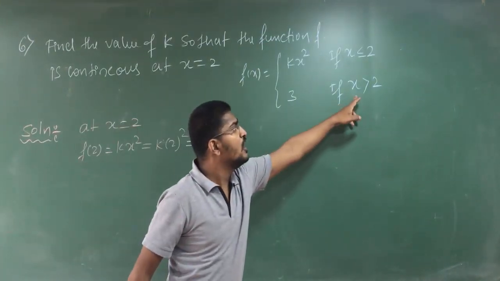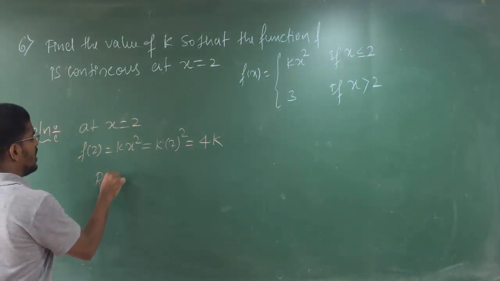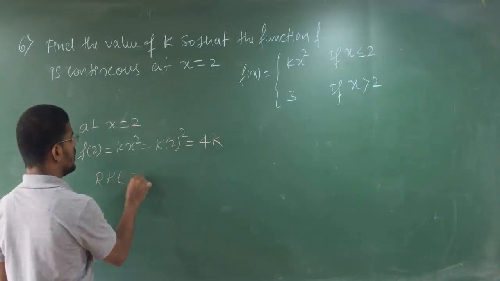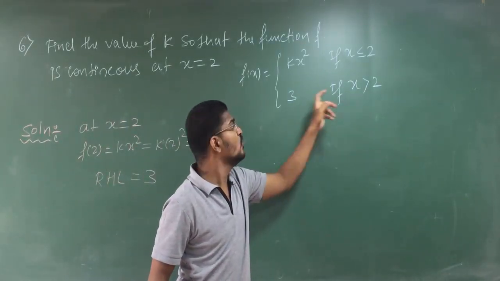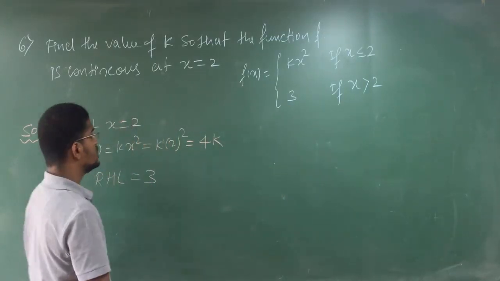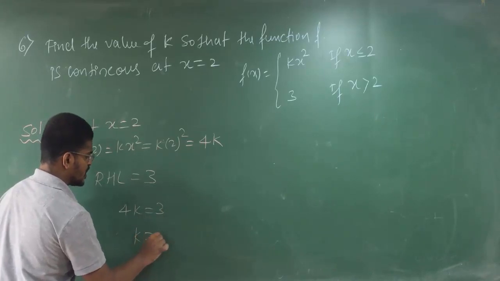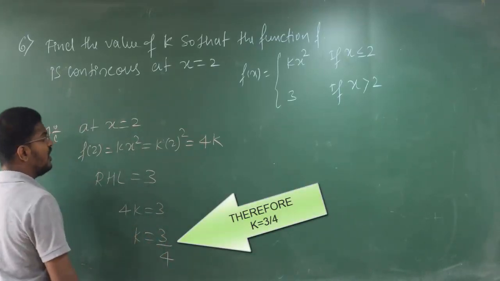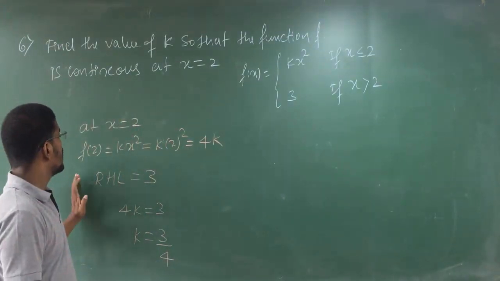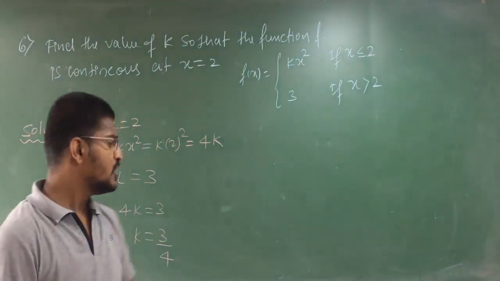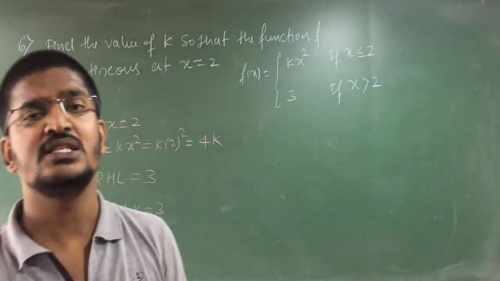Now let us go for RHL. Therefore your right hand limit is equal to what? 3. They have only given that at x greater than 2 your value is 3. So that means 4k equal to 3. Therefore k equal to 3 by 4. So this will be a very easy problem compared to other problems. Therefore k equal to 3 by 4 is your answer.